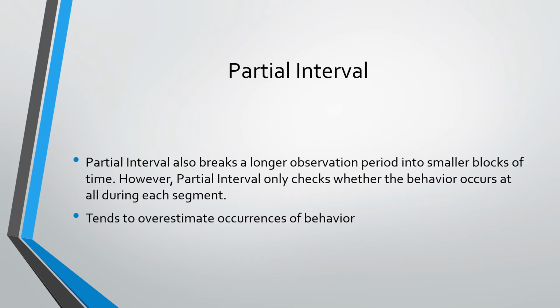Now, partial interval is very similar to whole interval. We're still taking a longer observation period, breaking it down into smaller blocks of time. However, with partial interval, all that we're checking is whether or not the behavior occurs at all during each segment. And partial interval tends to overestimate the occurrences of behavior.